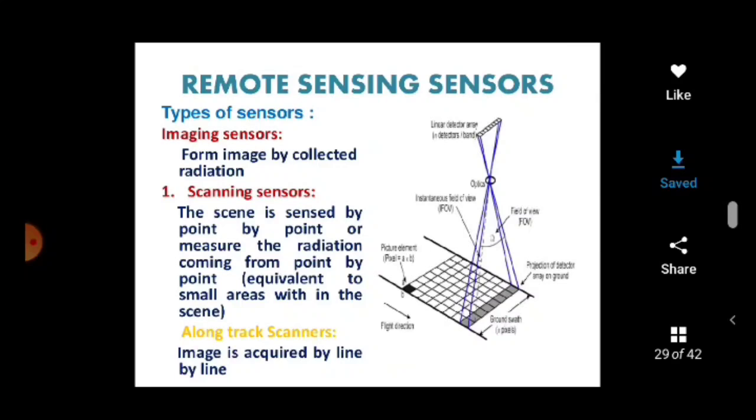So these are designed for multispectral sensing operations, which have separate arrays of CCDs. So that's it.